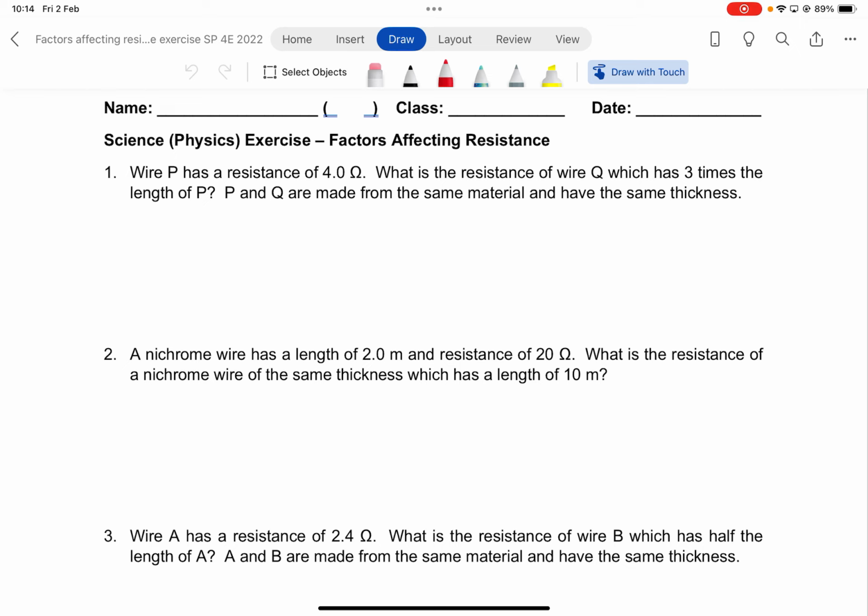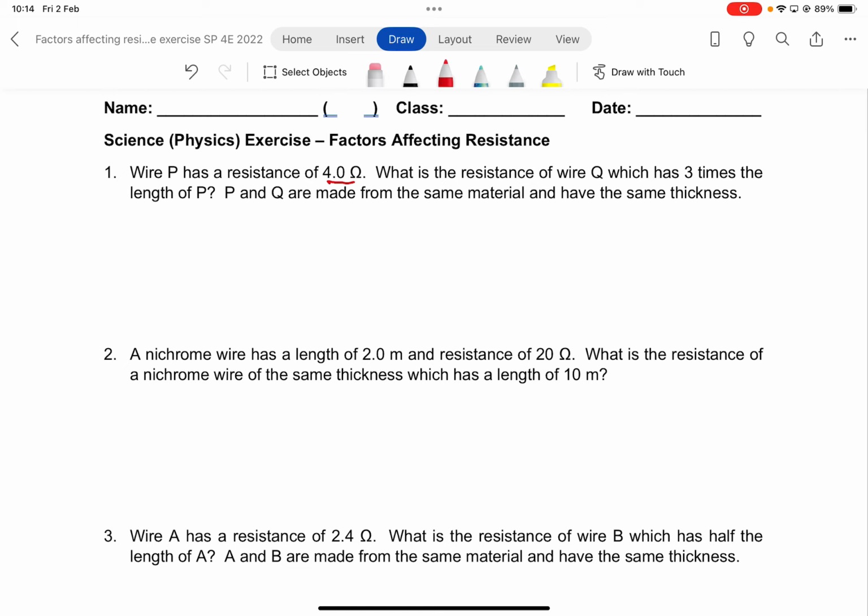Okay, for the first few questions, it's quite direct, so I'm not going to use the long method. So let's look at the question. Is it the correct version? Yeah. Okay. So first question, resistance 4 ohms.